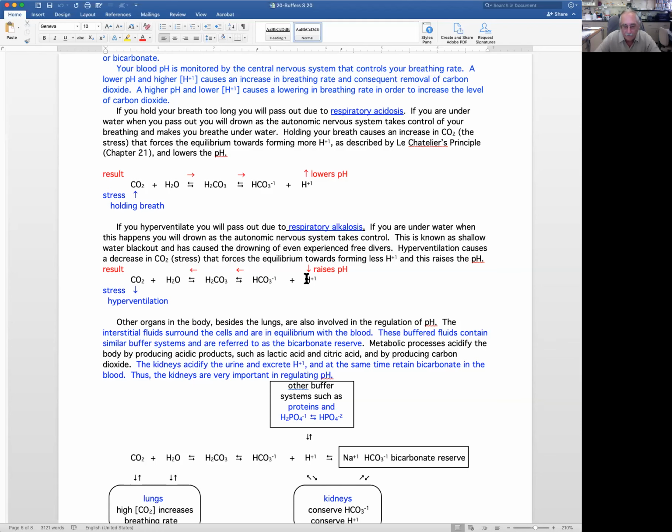So this is a problem. Many people have died from what's called shallow water blackout. They hyperventilate, thinking that that's going to let them stay down a couple of seconds longer underwater. So they hyperventilate, they start going down, and they pass out. Then their autonomic nervous system takes over, tells them to breathe, and they drown.